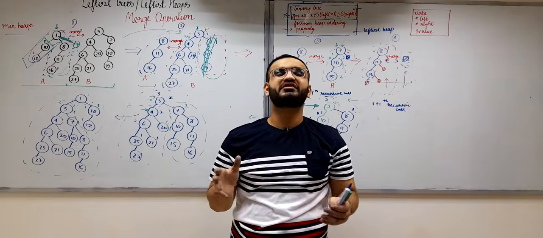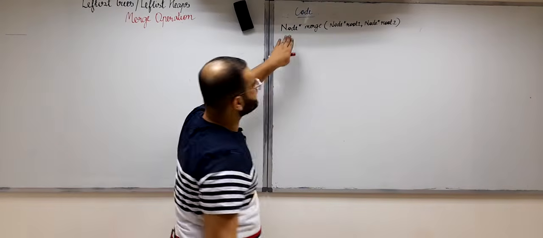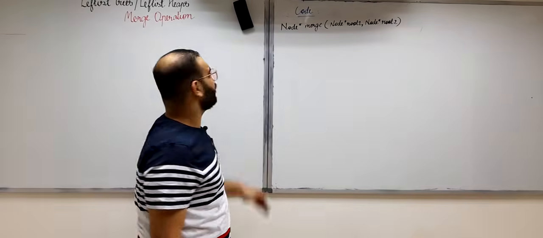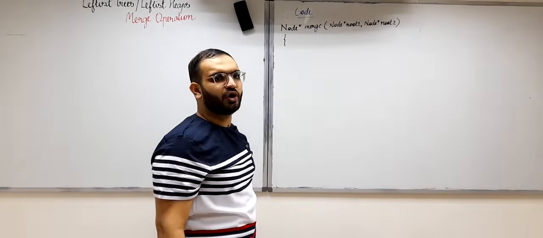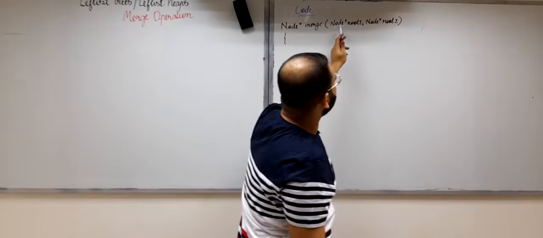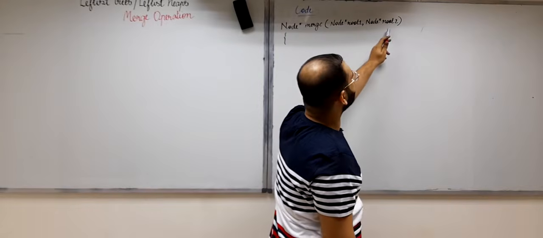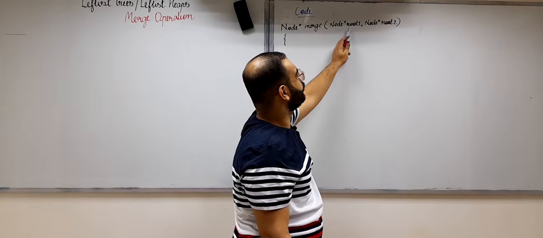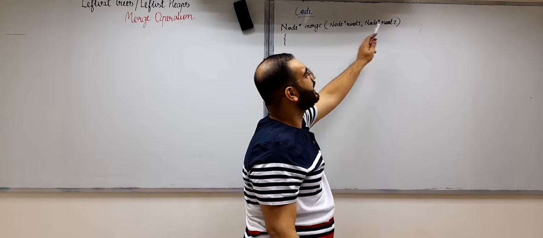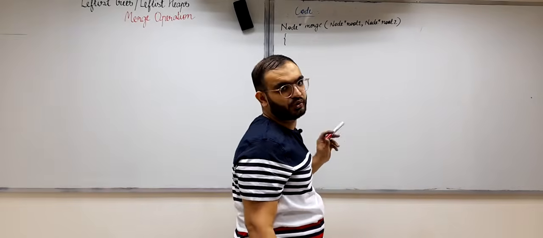So now let us write down the algorithm. So let us consider this function, right, of the merge operation. This function will return the root of the merged heap, whereas these two parameters are the roots of the heaps that have to be merged, right? This is the root of the heap 1 and this is the root of the leftist heap 2, right?